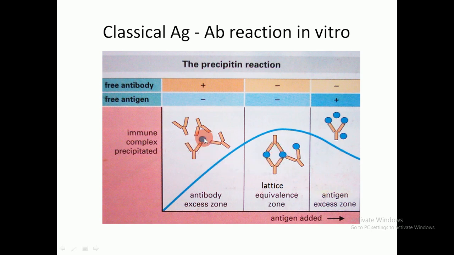When there is antibody excess in this zone, there is no immune reaction. When there is antibody equal to the antigen, this is called the zone of equivalence, and there is lattice formation and there is a reaction. And when there is antigen excess, there is no reaction, which is in the antigen excess zone. So the reaction occurs only when there is equivalence between the antigen and the antibody.